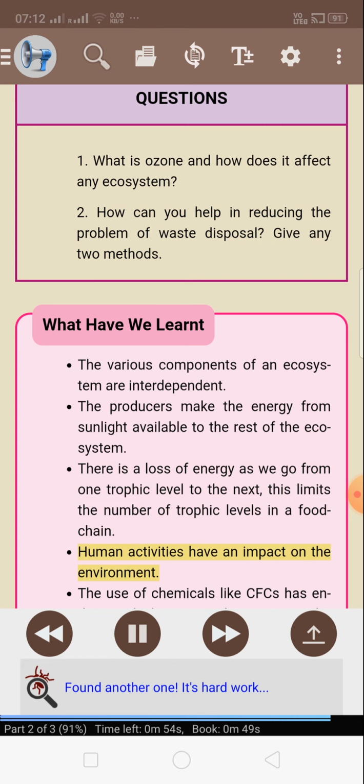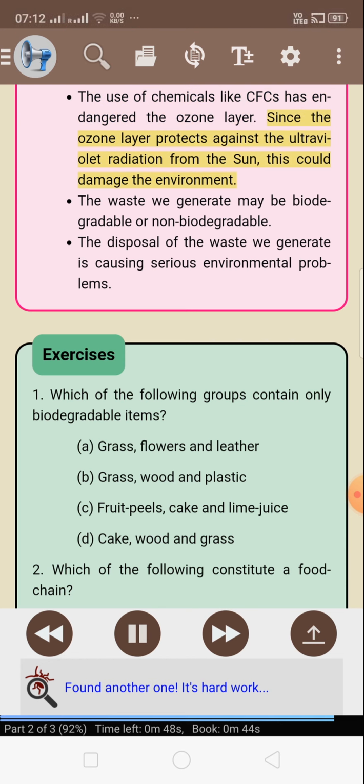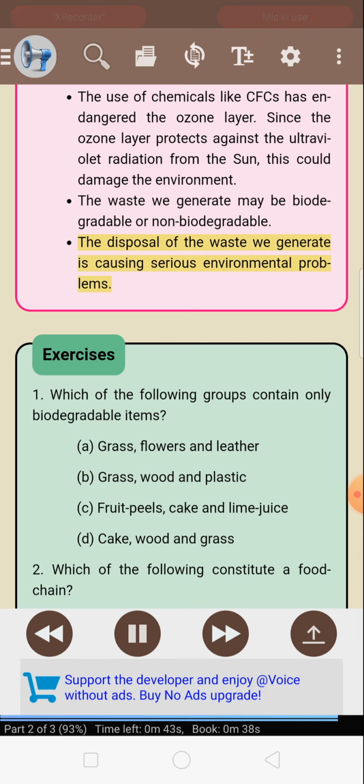Human activities have an impact on the environment. The use of chemicals like CFCs has endangered the ozone layer. Since the ozone layer protects against the ultraviolet radiation from the sun, this could damage the environment. The waste we generate may be biodegradable or non-biodegradable. The disposal of the waste we generate is causing serious environmental problems.